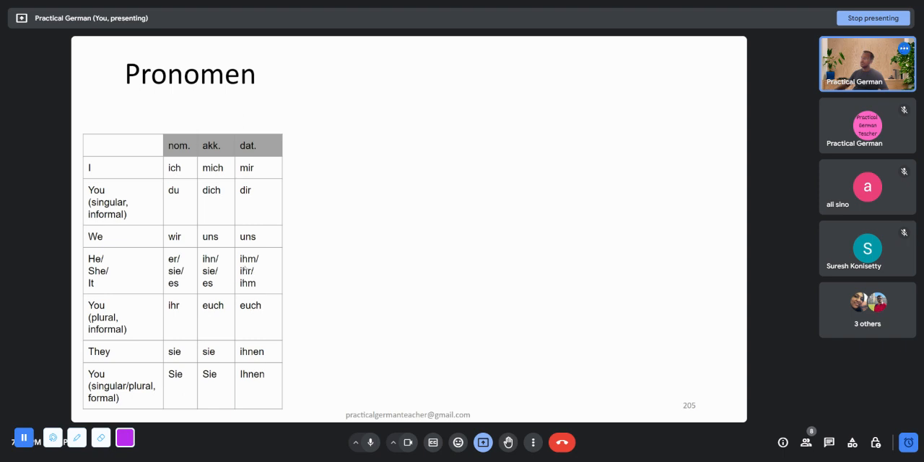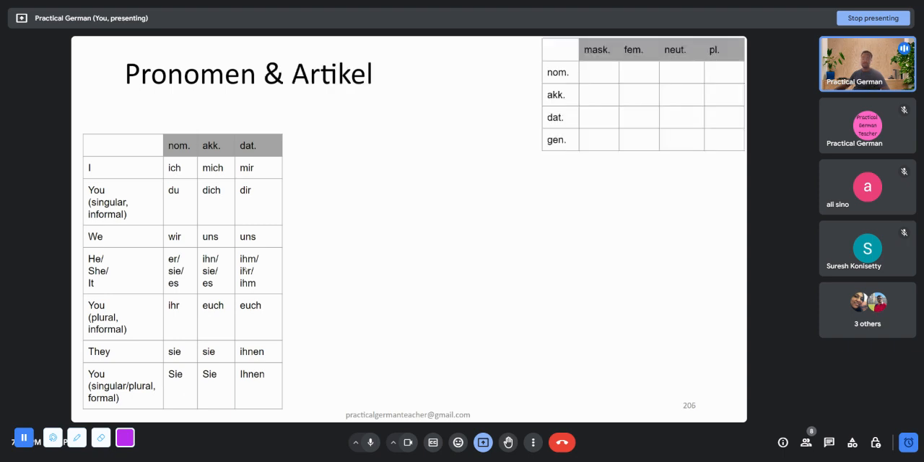Notice you have ihr over here, that is the she in dative case. You also have ihr over here. This is you plural informal. So don't get confused. All right, any questions, please ask. Otherwise, you just have to remember this table, or just write sentences, speak sentences where you have to use all these pronouns in all these three cases. All right, let us look at the articles now.